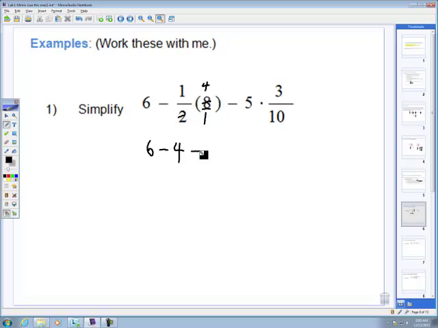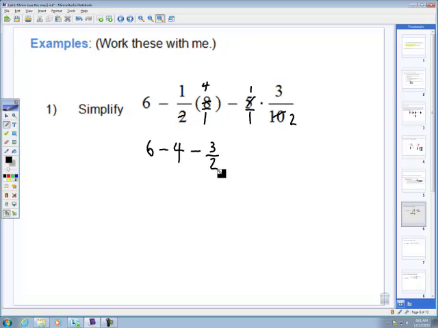5 times 3 over 10. Well, 5 is the same as 5 over 1, multiplied by 3/10. So we're going to multiply the top times the top and the bottom times the bottom. We are allowed to reduce any common factors. So in this problem, we have a common factor of 5. So we can reduce that. That would leave us with 1 in the numerator and 2 in the denominator. So therefore, 1 times 3 is 3, and 1 times 2 is 2.